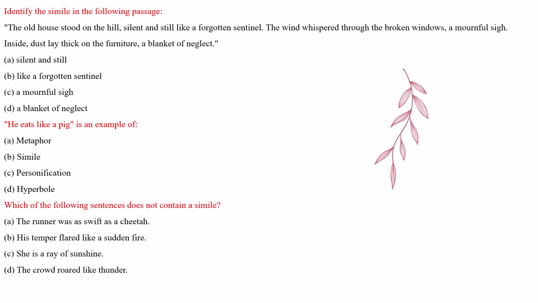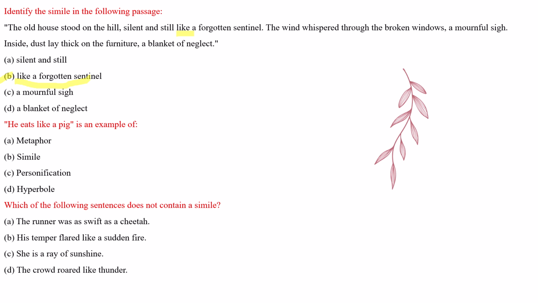Next question. Identify the simile in the following passage. Okay, so the old house stood on the hill, silent and still, like a forgotten sentinel. The wind whispered through the broken windows a mournful sigh. Inside, dust lay thick on the furniture, a blanket of neglect. So, A, silent and still, like a forgotten sentinel is the correct answer. Here the comparison is made using the word like. So it's a simile.